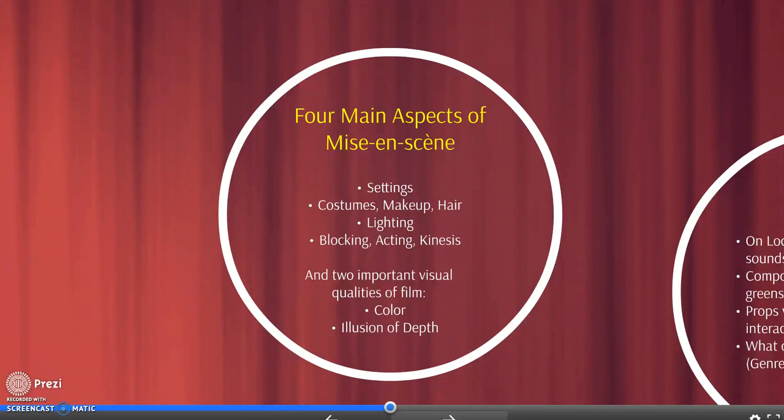So here I've broken down the 4 main aspects of mise-en-scène, putting into the scene, which are settings, costumes, makeup, and hair, lighting, and blocking, acting / kinesis, right? So we're going to be skipping over lighting because that's a complex enough aspect of mise-en-scène for it to get its own separate week, which is going to be next week. And then in the next video of the series, I'll be talking about 2 important visual qualities of film, which are color and the illusion of depth. So for right now, let's start by talking about settings.